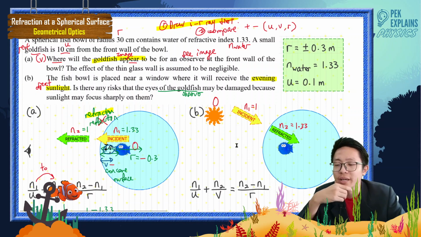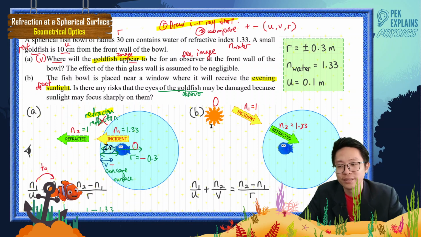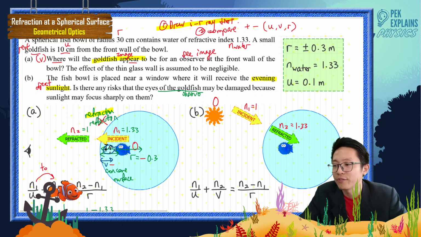So where is the object? They give the object distance. How far is the sunlight from the fishbowl, from the fish? Is the sun nearby our Earth? No. If it were nearby our Earth, it would have burned already. All this water would have evaporated and this fish would have died. This sunlight, of course, comes from far away. If from far away, that means the object is at infinity distance. The object distance is at infinity.